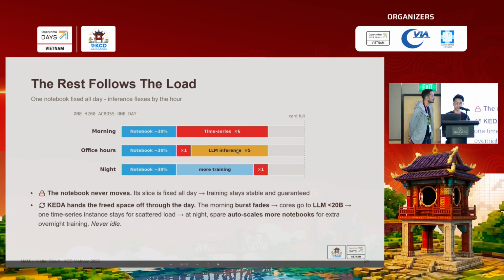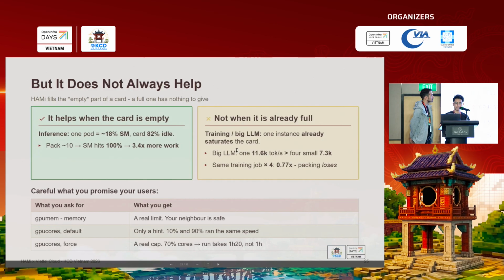Because the time series load is bursty and depends on the time, even with one card we can never let it idle. So yes, HAMi is very useful for that.